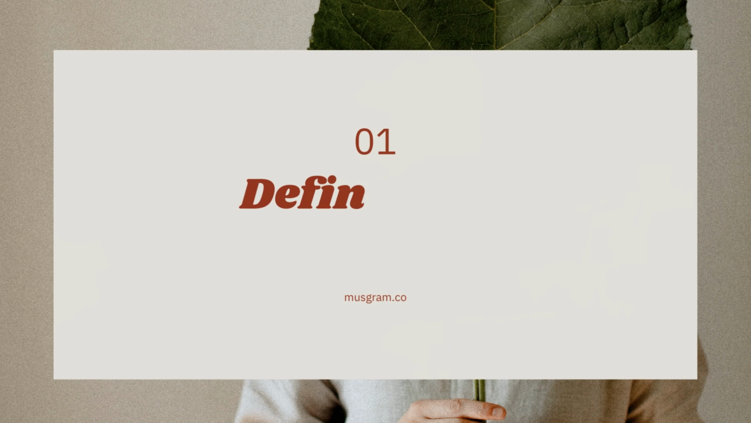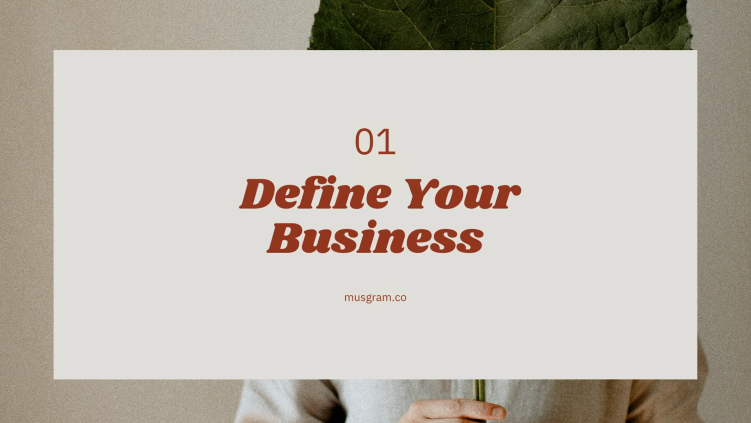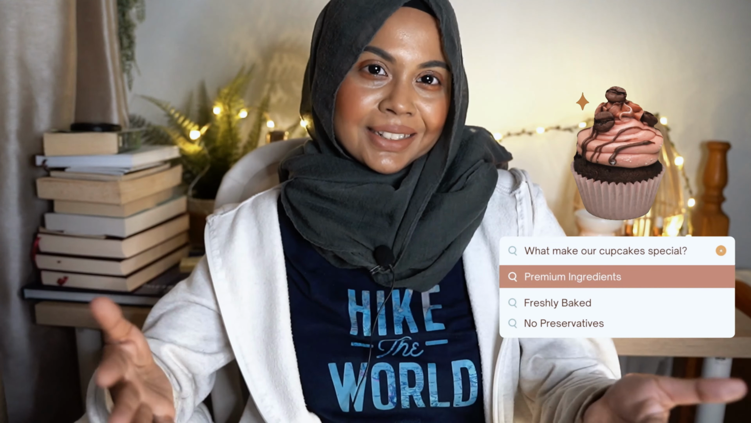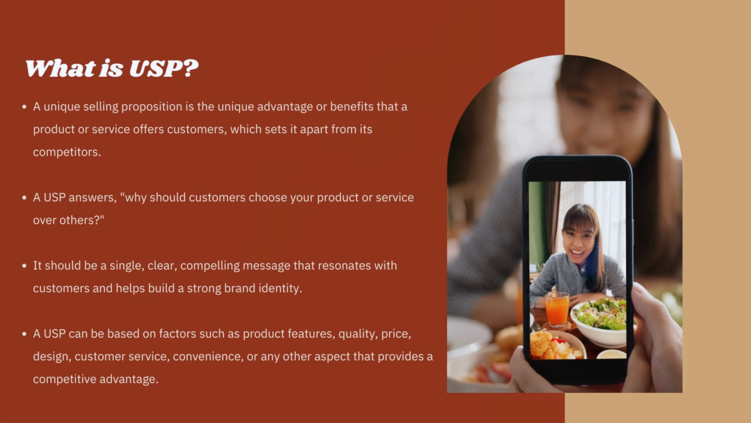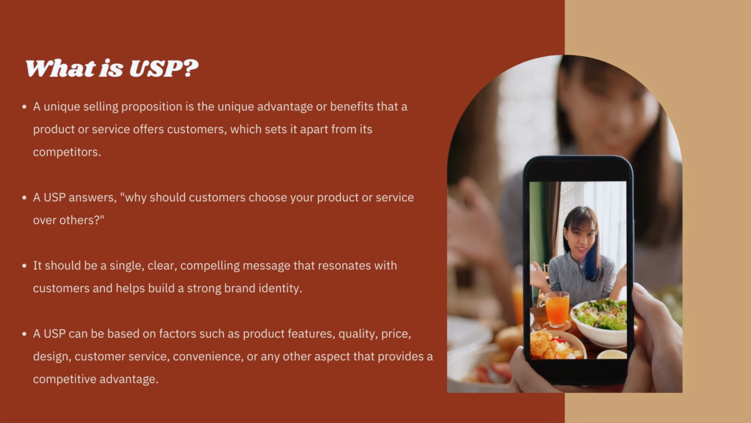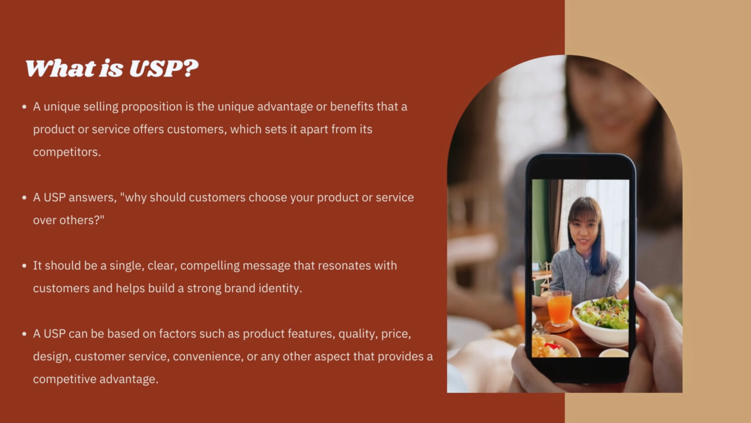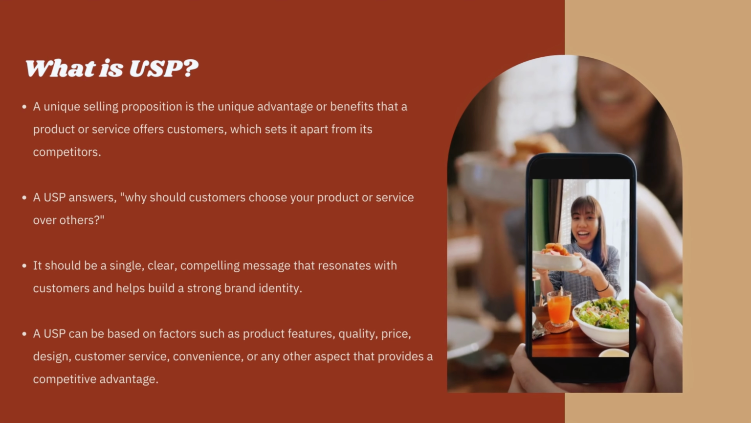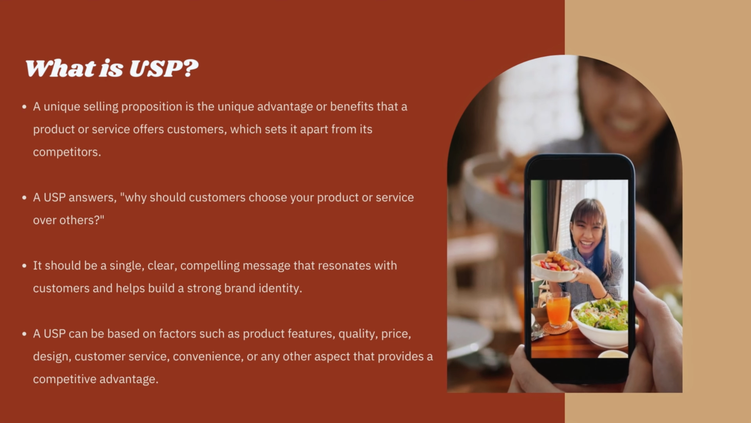So the first step is you have to define your business. What kind of products and services are you offering? How are you standing out from the rest of your competitors? And what makes you different? What is your unique selling position? So when you have figured out all of that, you will be able to roughly know what kind of audience will be interested in what you have to offer.